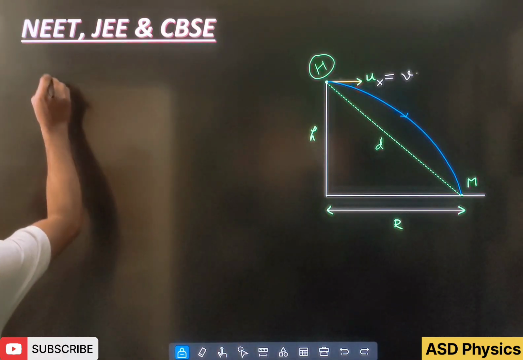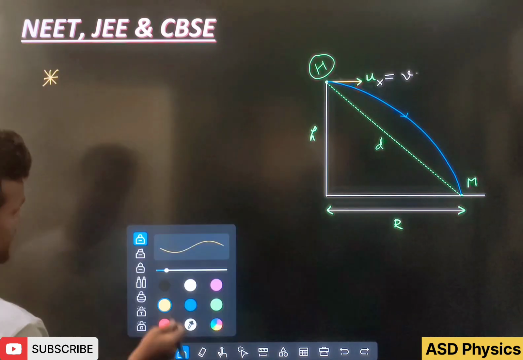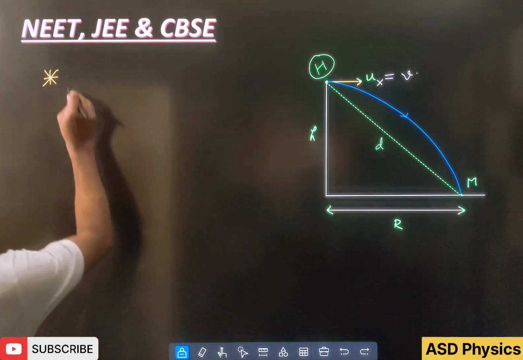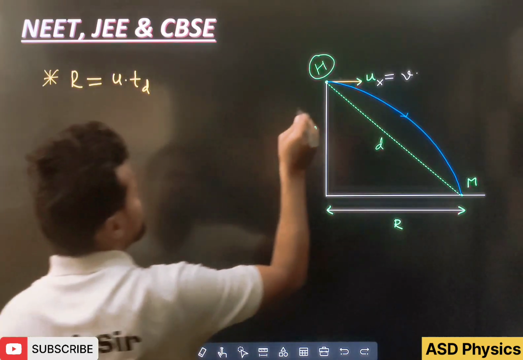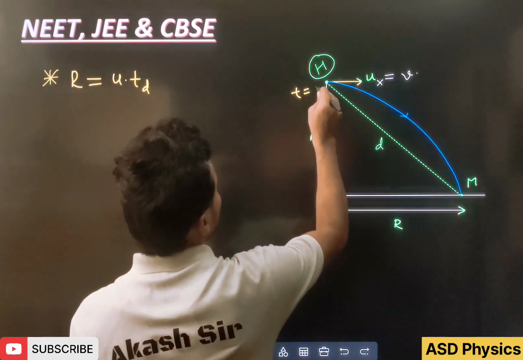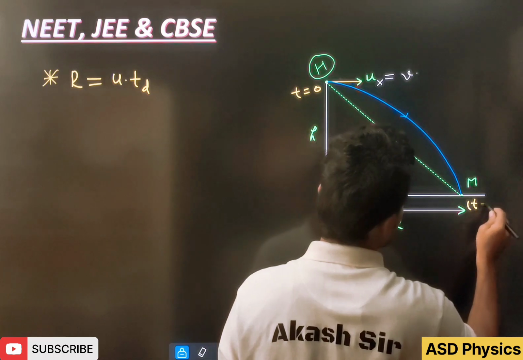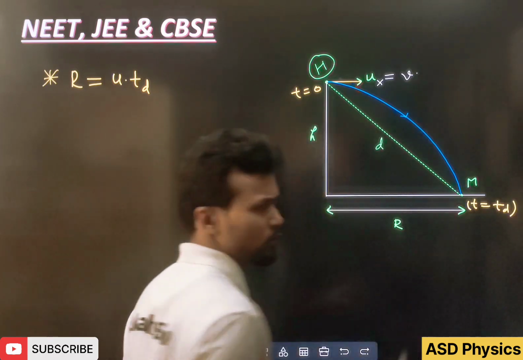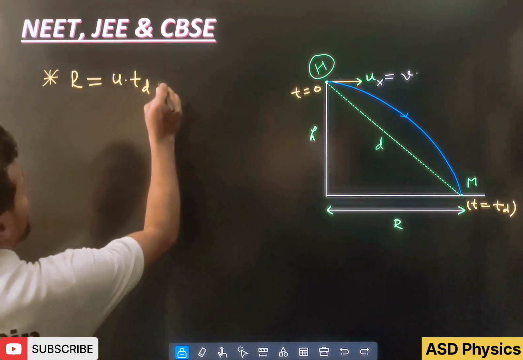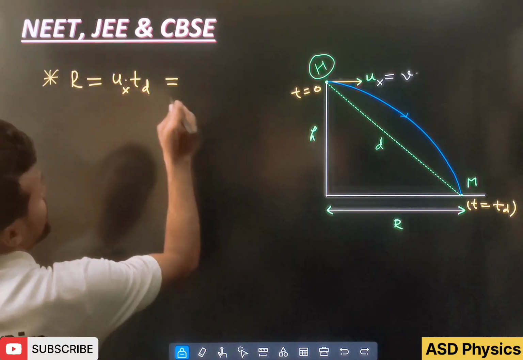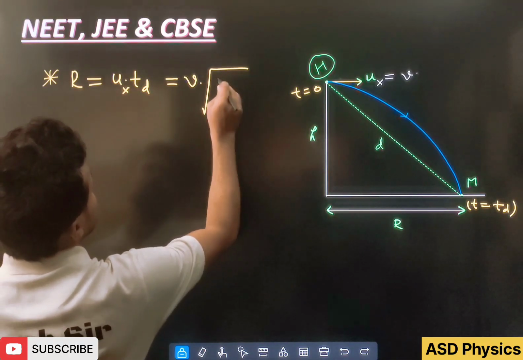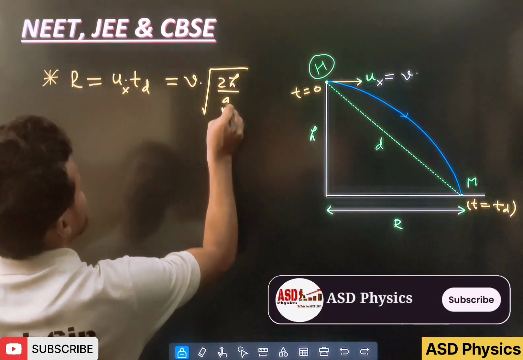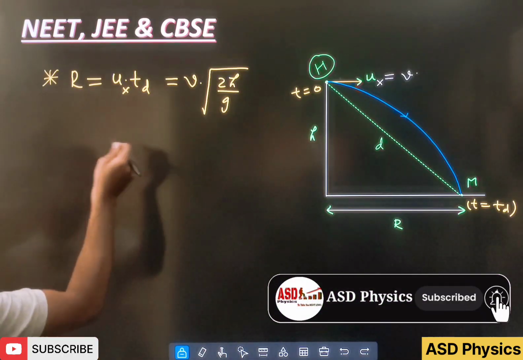So see here please. What is the range formula? Range formula we know very well: u into td. Because here the time is 0, and after reaching here the time is td, that means time of descent. So ux into td. What is the velocity in the horizontal direction? V, and time of descent is root 2h by g. So we have got r here.